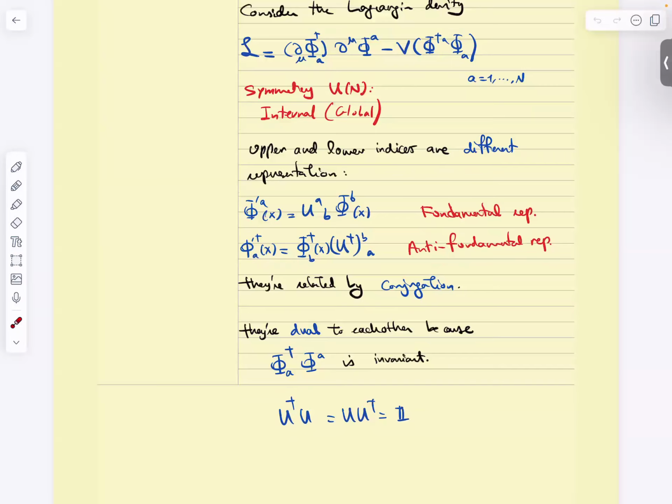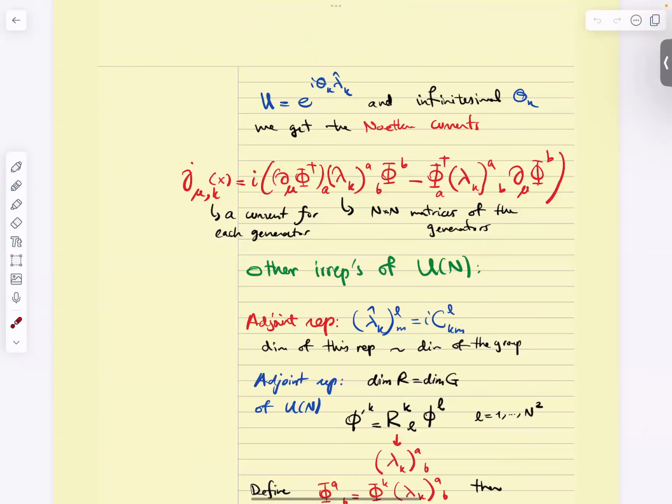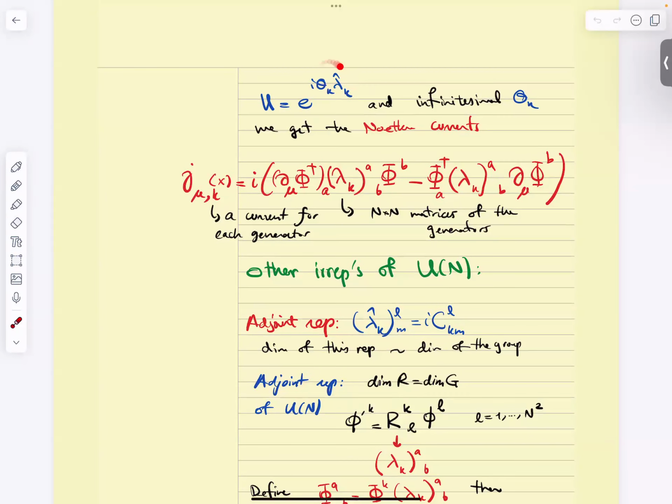All right. So U(N) is a Lie group. So we could write it in terms of this exponentiated form of the Lie algebra, where the lambda_k's are Lie algebra generators, and these are some infinitesimal parameters. Following Noether's first theorem, we get the Noether currents. Noether currents will be labeled by, so these are vectors in space-time, right? Noether currents are always space-time vectors.